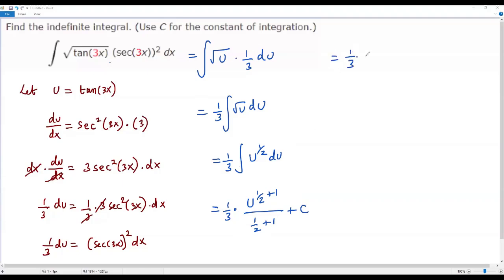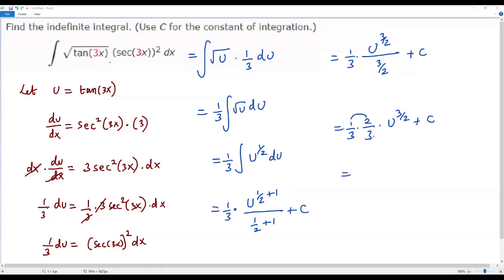Okay, now let me continue. 1 over 3 times u to the power of 1 over 2 plus 1, which can be written as 3 over 2, over 3 over 2, plus c. Okay, 1 over 3. Now actually this fraction is in the denominator. If we move it to the numerator, we have to take the reciprocal of this fraction. Then I'm getting 2 over 3 times u to the power of 3 over 2 plus c.